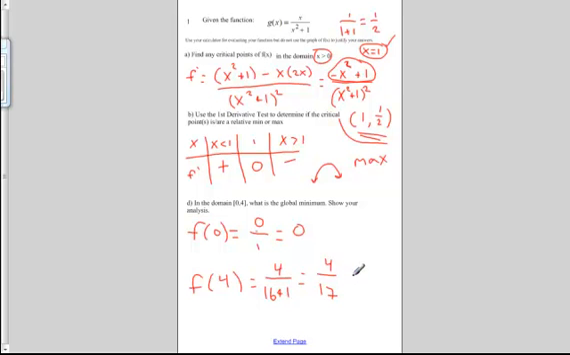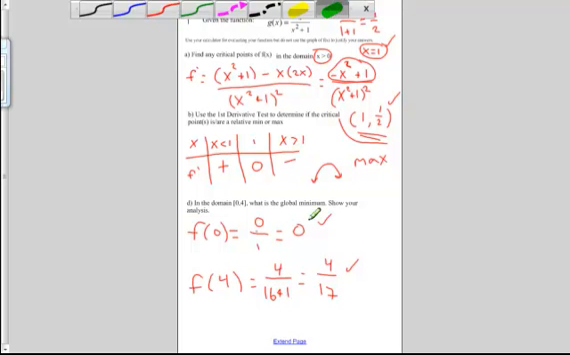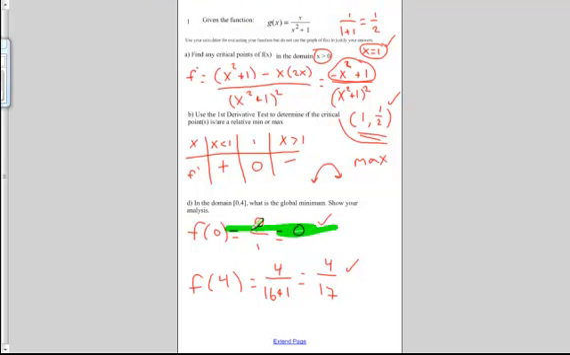So what's our global minimum? Well, it's certainly not this point, which is our max. 0 is smaller than 4/17. So our global minimum is right here. Our global minimum has a value of 0, and it occurs when x equals 0. So that's our minimum point right there.